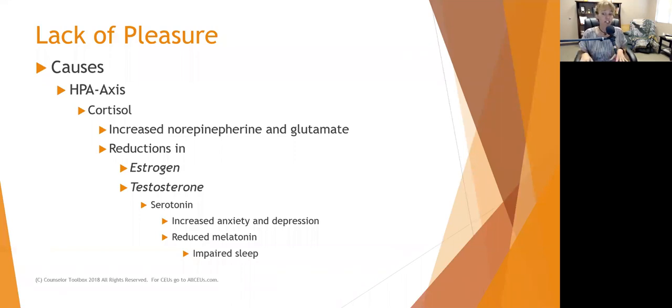Without enough serotonin, there's reduced melatonin, which means sleep is impaired. And when you're fatigued and you have a low sex drive, it can all start getting additive, and you can just start feeling blah and apathetic. So I encourage people to look and see if there are stressors that are underlying what's going on.